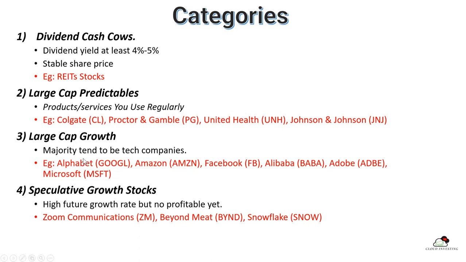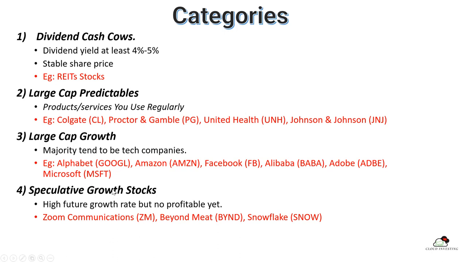Large cap growth company. Most of the companies in this category are considered technology stocks. It's like Alphabet, Amazon, Facebook, Alibaba, Adobe, or Microsoft. Because they are technology companies, they have a high future growth rate, and they are very big companies in the market, right? Most of the time, they are the market leader.